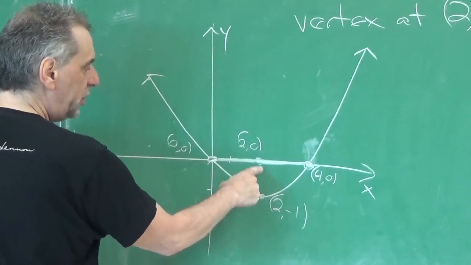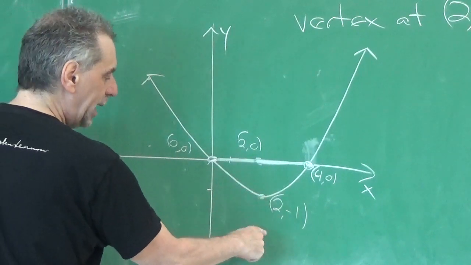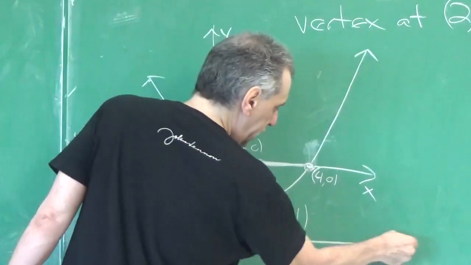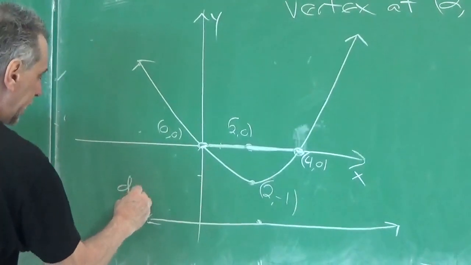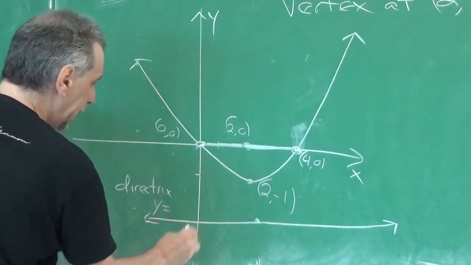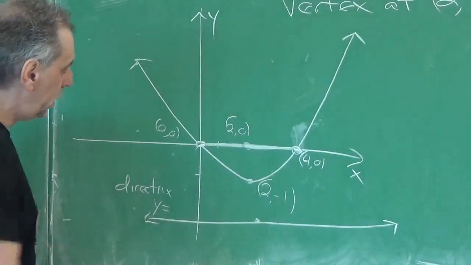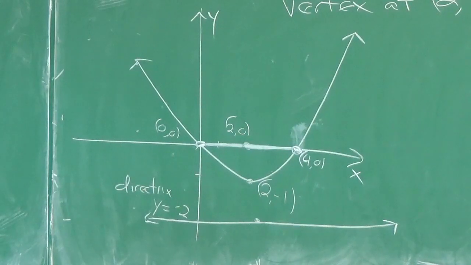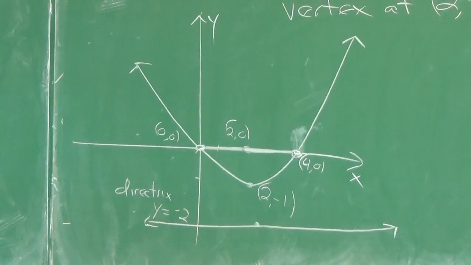The directrix: we moved up 1 unit to get the focus, so we move down 1 unit to get the directrix. In this case, the directrix is a horizontal line whose equation is y equals 1 unit down from -1, so y equals -2. Okay, so we got the focus, we got the vertex, we got the endpoints of the latus rectum, we have the directrix. So that's what we're looking for there.